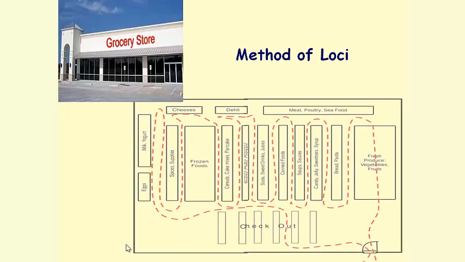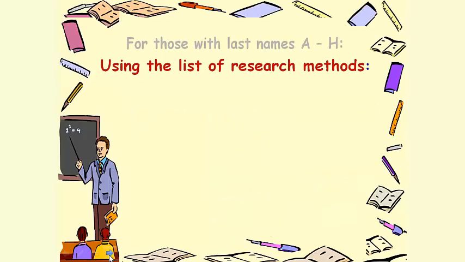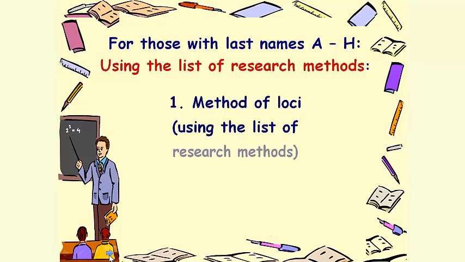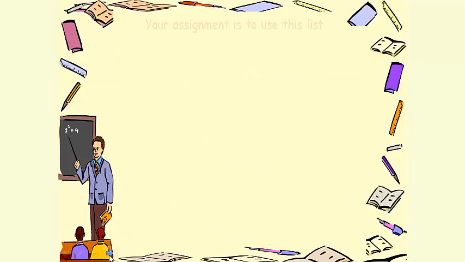So method of loci, for those with the last name of A through H, you're going to do a method of loci using the grocery store, one that you're familiar with. So you're going to use a list of research methods and a trip through the grocery store. And an example of research methods would be archival, case study, experiment, naturalistic observation, and survey. You will also use the first letter of those to make an acronym.